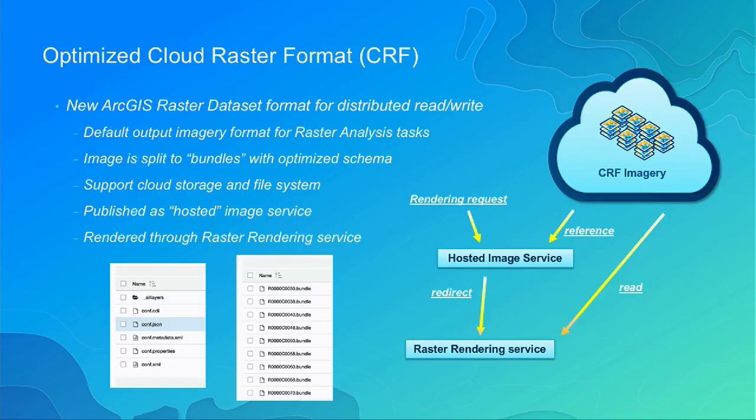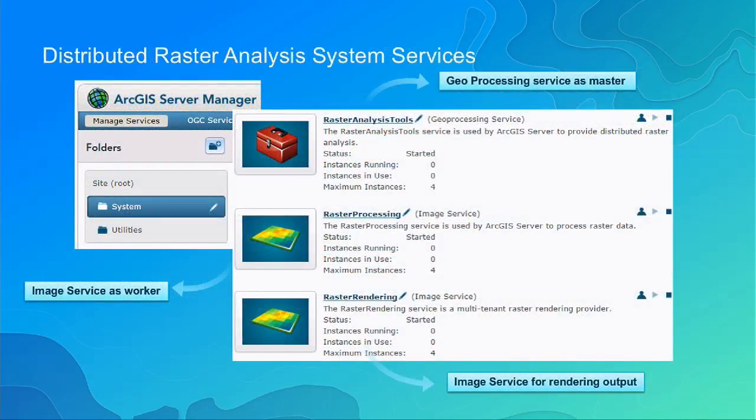So that's pretty much everything about the cloud raster format. The next thing is the backend services when you are assigning the raster analysis role to an image server. What happens behind the scenes is that on the image server side, 3 key services will be enabled. If you go to the server manager and under the system folder, you will see a Raster Analysis Tools GP service enabled, a Raster Processing image service enabled, and a Raster Rendering service enabled.